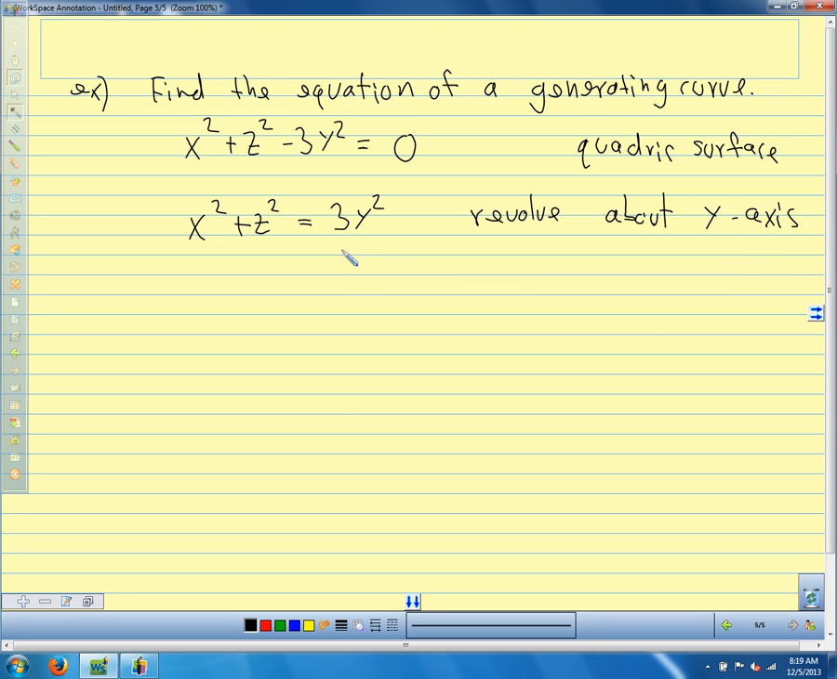So this 3y squared is going to be our radius function. So r of y squared is 3y squared. So our radius function, our generating curve, r of y, is going to be square root of 3y. Now we just need to find the equation of our generating curve. What would give us an equation of a generating curve that's this square root of 3y?